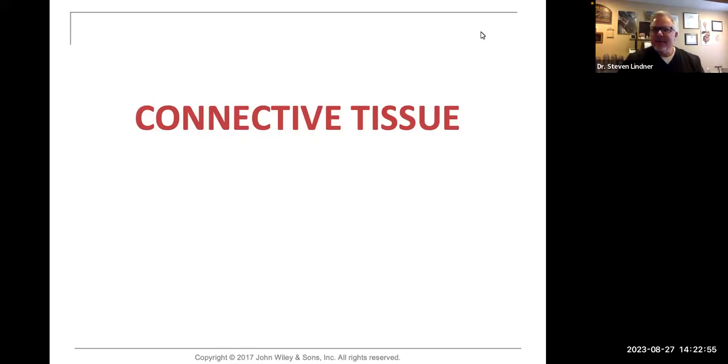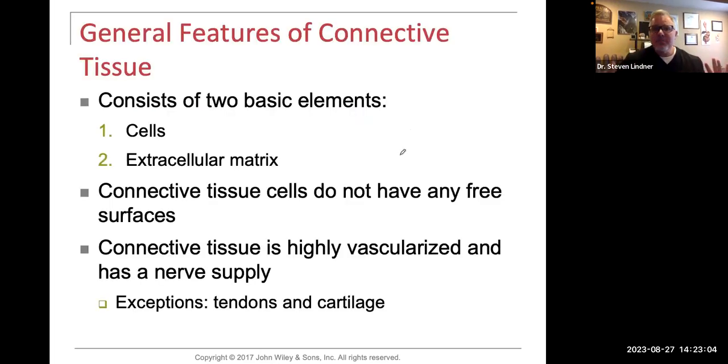I'm just going to add a little bit more information to connective tissue. I know I have another video on it, but here's some additional information that I'd like to share with you. So just as a basic review, the connective tissue consists of two basic elements. There are cells, and there's ECM or extracellular matrix. If you think of epithelium, remember, it is a bunch of cells closely packed together with very little extracellular matrix. Here we have cells scattered apart with lots of extracellular matrix.